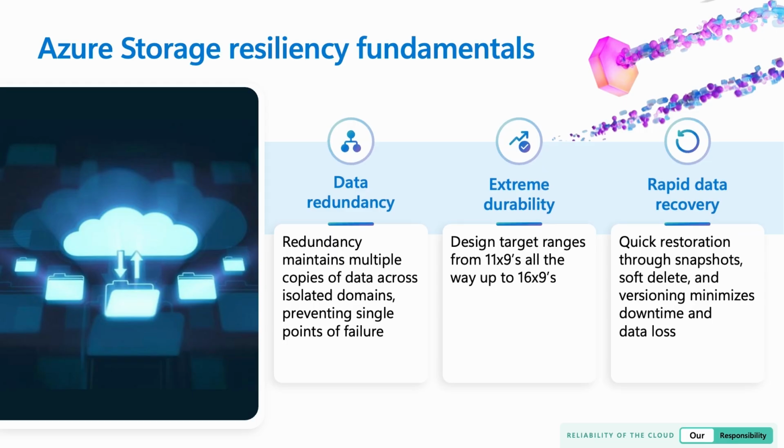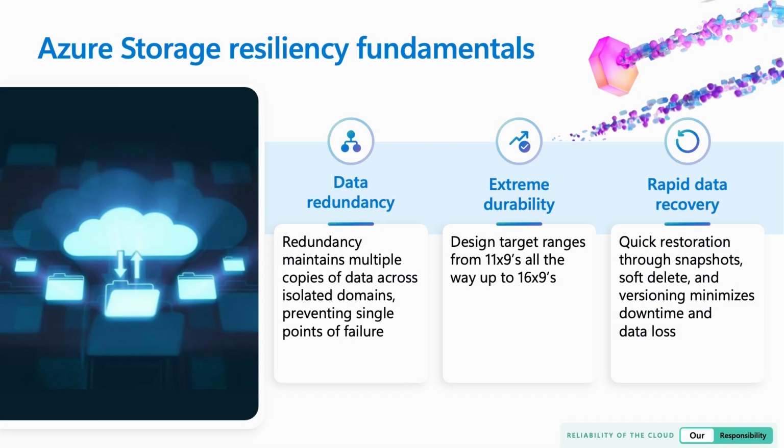First is redundancy. Azure always stores multiple copies of your data to protect it from both planned and unplanned events. These events can range from hardware failures and network outages to larger disruptions. By maintaining these copies across physically isolated domains and locations, Azure helps ensure there's never a single point of failure. The level of protection depends on the redundancy option you choose, which we'll explore in more detail later.